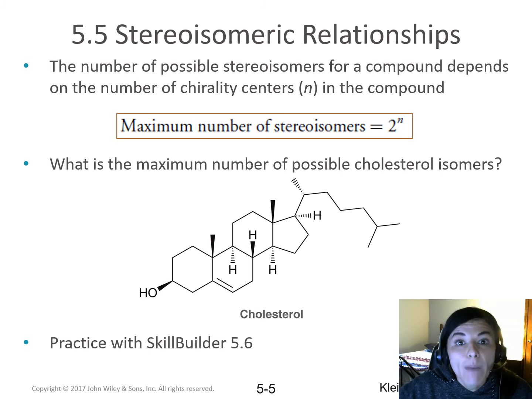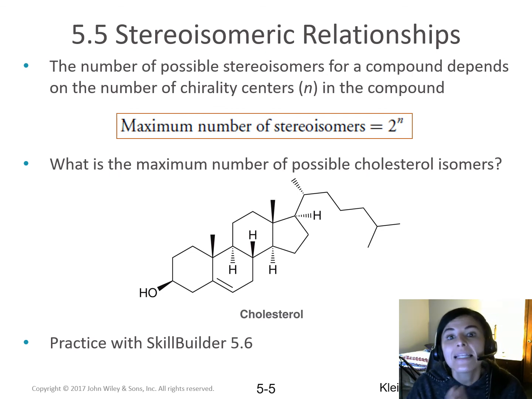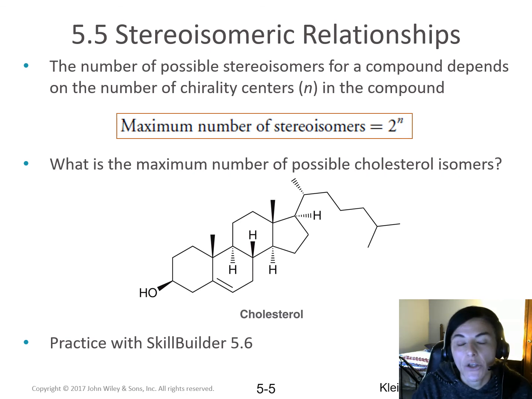The number of possible stereoisomers for a compound depends on the number of chiral centers in that compound. So the maximum number of stereoisomers for a compound is going to be 2 to the n, where n is the number of chiral centers in the molecule. So go ahead and look at this molecule and see if you can figure out what the total number of stereoisomers would be for this molecule based on the number of chiral centers.